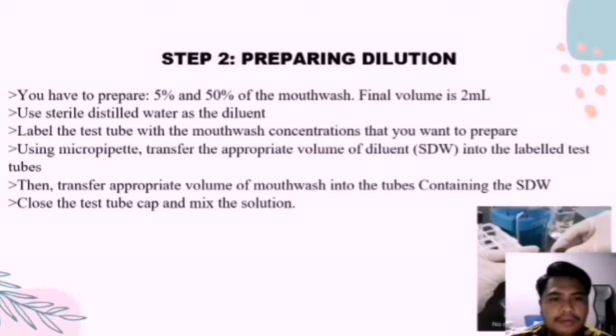Step 2. Preparing dilution. You have to prepare 5% and 50% of the mouthwash. Final volume is 2 ml. Use sterile distilled water as the diluent. Label the test tube with the mouthwash concentration that you want to prepare. Using a micropipette, transfer the appropriate volume of diluent SDW into the labeled test tubes. Then transfer the appropriate volume of mouthwash into the tubes containing the SDW. Then close the test tube cap and mix the solution.